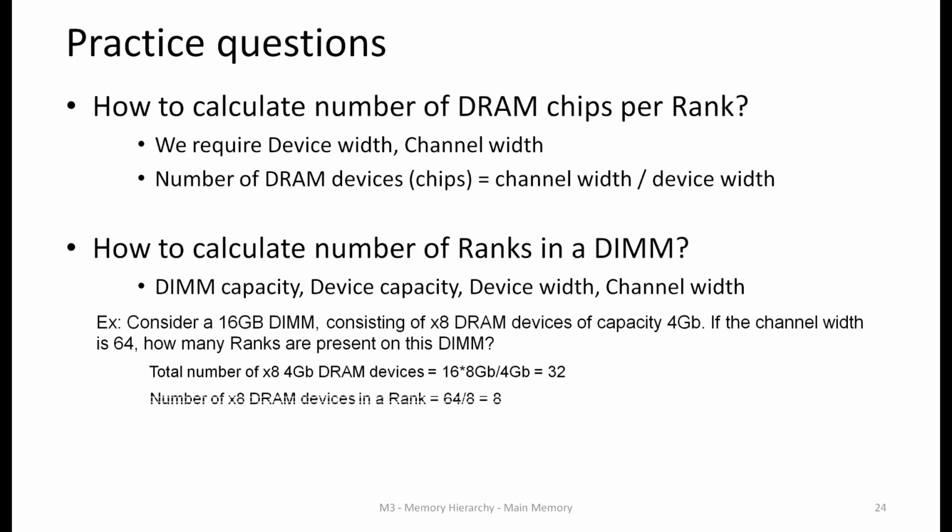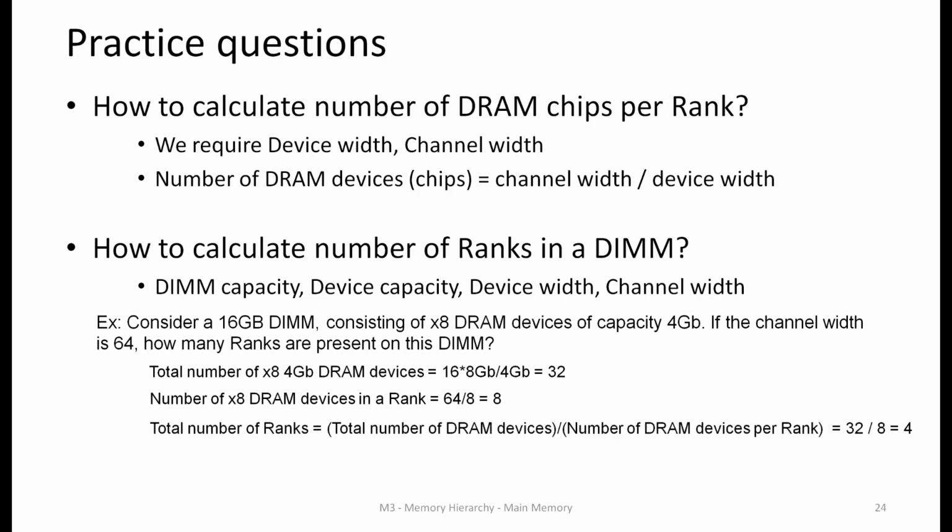Now, because it's an x8 device, we need 8 such devices to form a rank, and we have 32 such devices. It means this DIMM is made up of 32 divided by 8, which is 4 ranks. Or, the other way to put it, this DIMM has 32 DRAM devices which have a width of 8. So this DIMM is actually made up of 4 ranks.